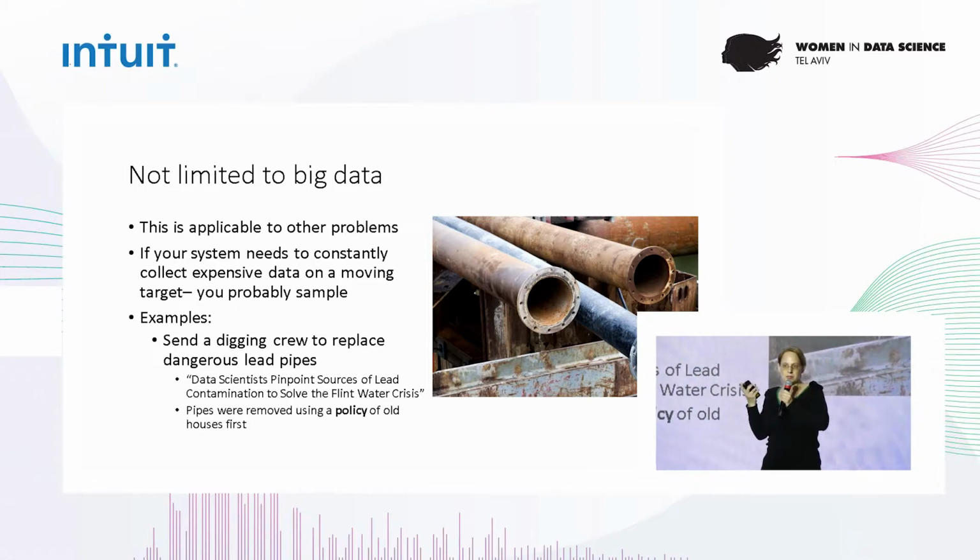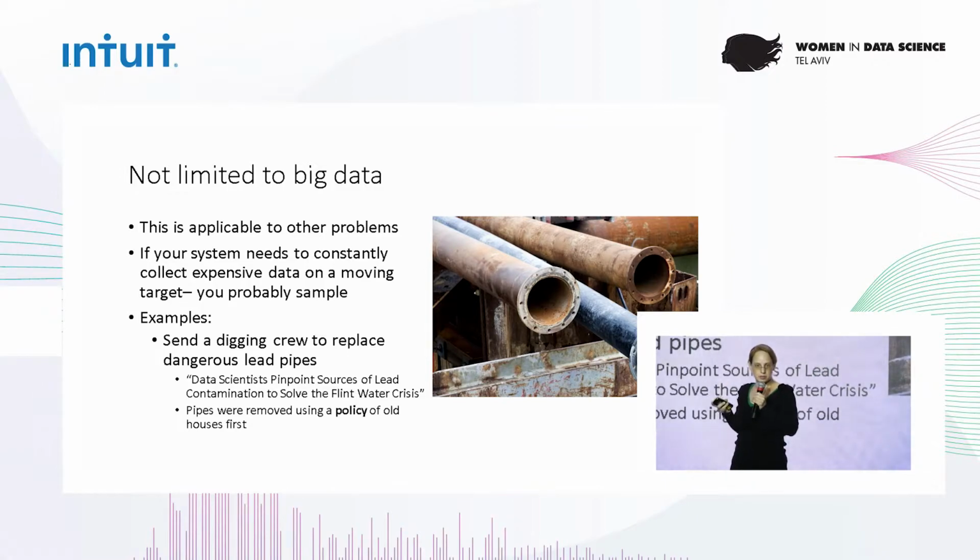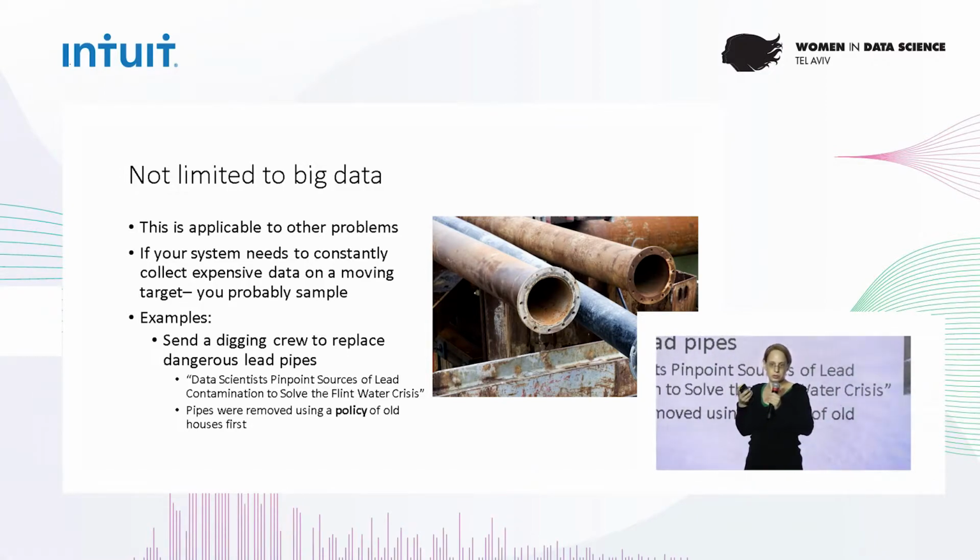So Data Science for Social Good offered a new model, okay? They tried to build a model to help decide where to sample, where to dig holes, in order to improve the ratio of finding lead pipes that need to be replaced.